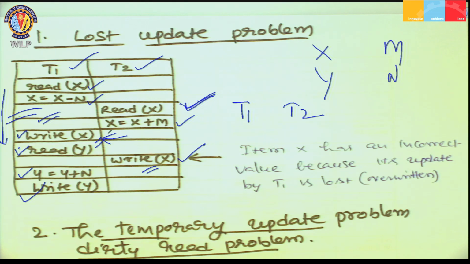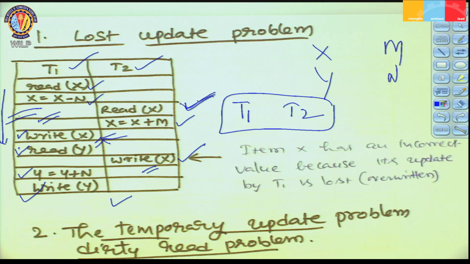Now to have a better understanding of this, we can assume some values for X and Y and then M and N, then we can see what is the final result of executing this concurrent schedule and what could be the final result of executing T1 first and then T2 next. Definitely there will be a difference. That means the concurrent execution of these two transactions is not going to reflect the real world situation. Hence that will leave the database in an incorrect state, and this problem is known as the lost update problem.